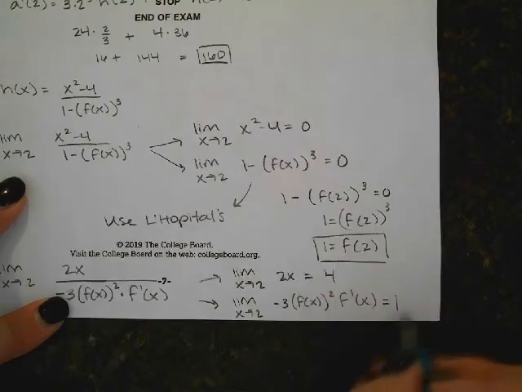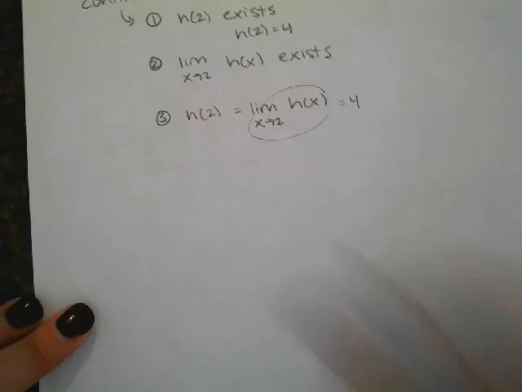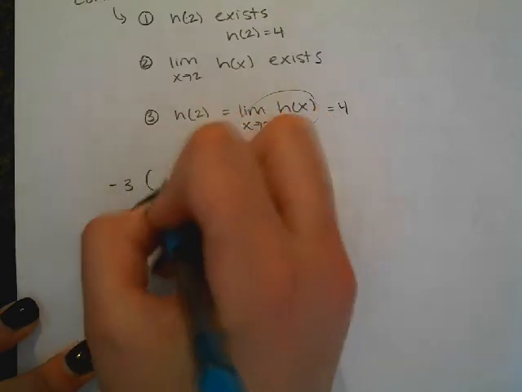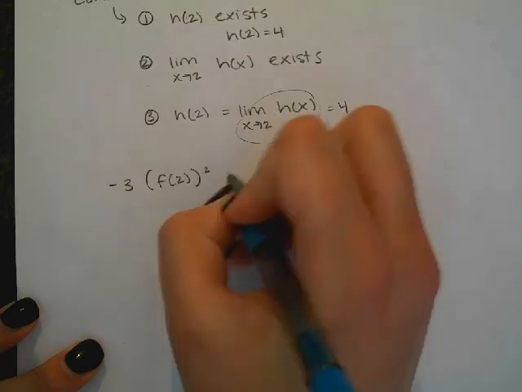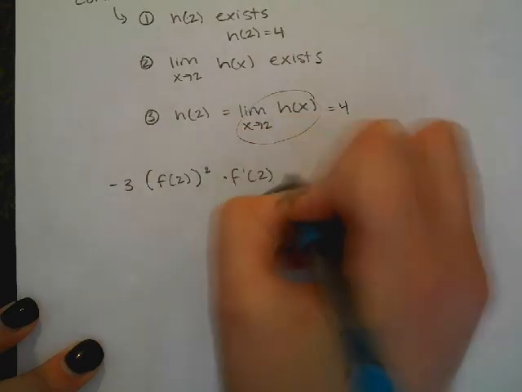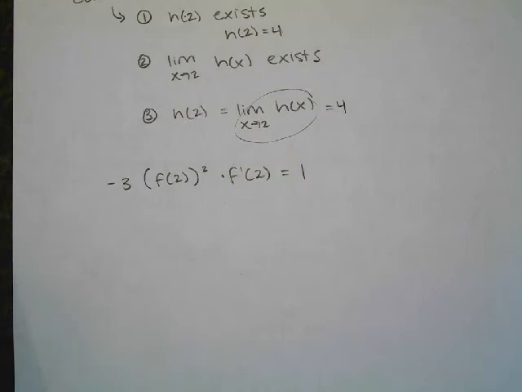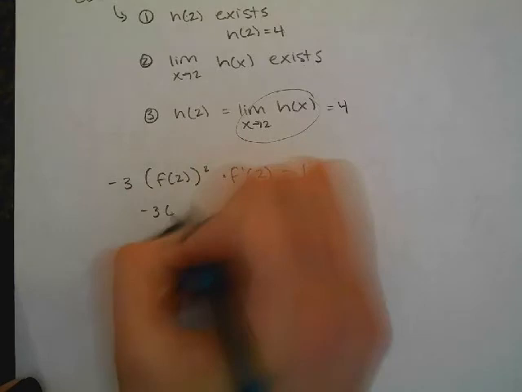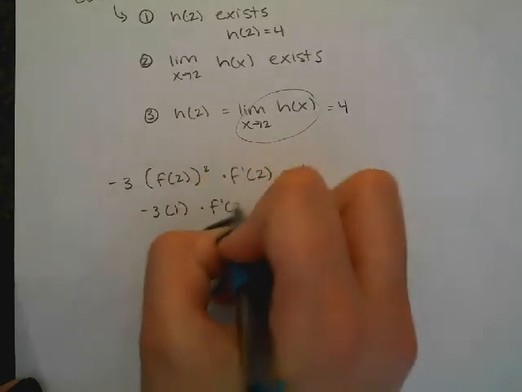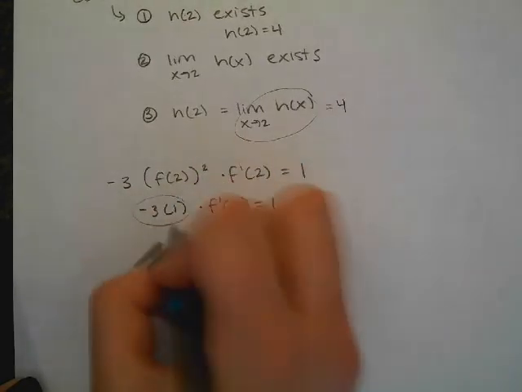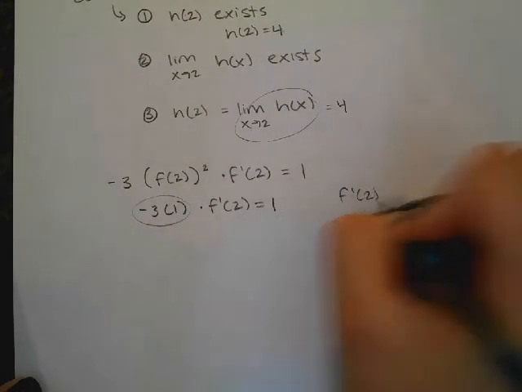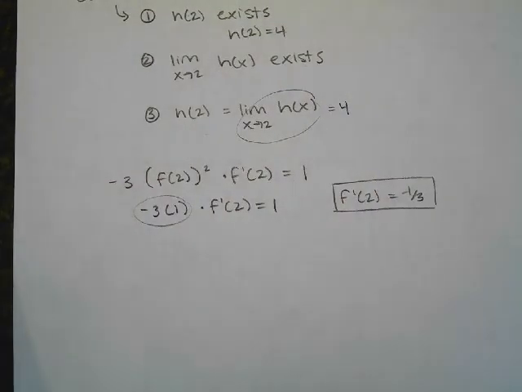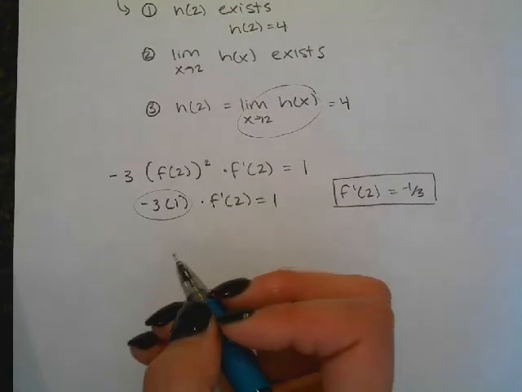All right, so what I'm going to do now is take this. I've got -3 multiplied by f of 2 squared times f prime of 2, and I know now that has to equal 1 because the limit overall has to equal 4. So f of 2 we know is just 1, so that's -3, 1 squared is 1. Take that -3 divided over, and f prime of 2 is -1/3. So that one was kind of tricky.